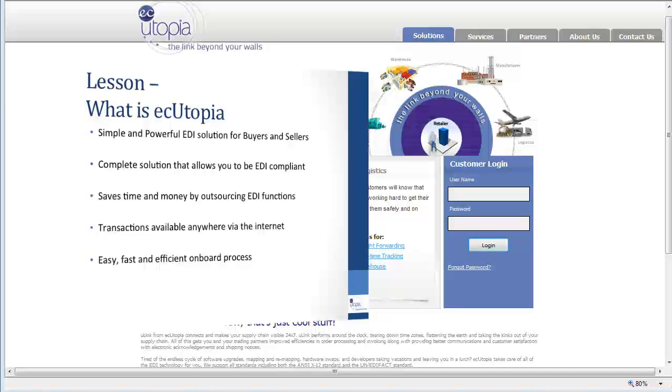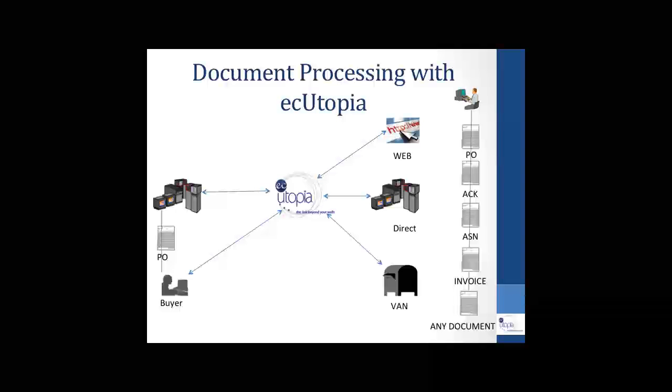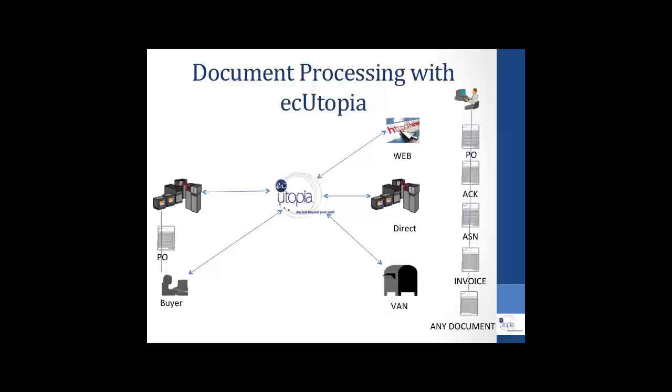anywhere via the internet. So all you have to do is log on to the EC Utopia website and your transactions are there. And it provides a fast and easy and efficient onboarding process so that it doesn't take a lot of time to get you up and running and using the solution. At EC Utopia, we've replaced the document processing from paper and email and fax to an electronic process where, using web forms or standard EDI transaction processing, all documents are moved electronically across the internet.